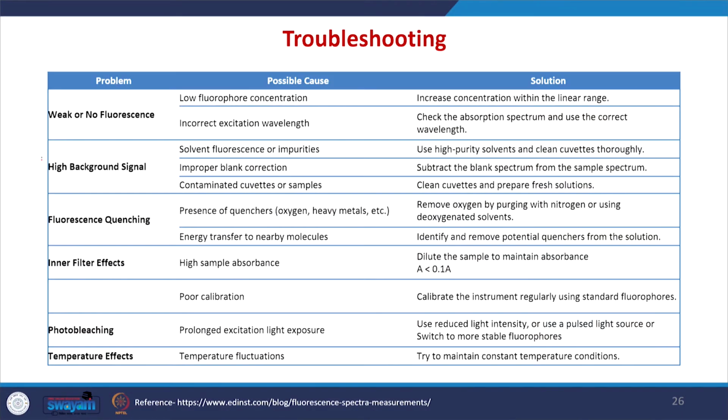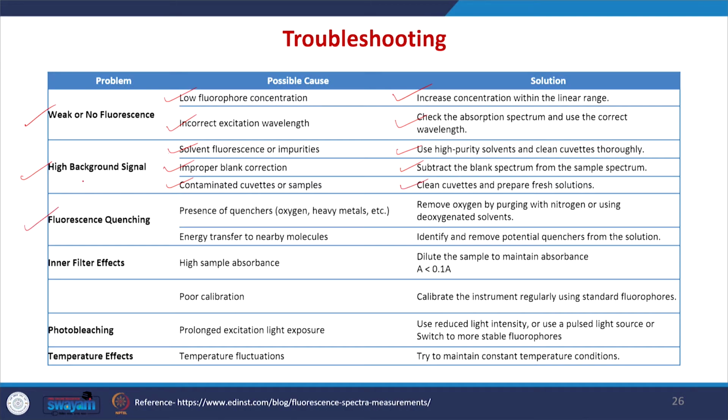Let us see some of the common issues which we face when we use the fluorescence spectrophotometer and how to overcome those challenges. The first problem is weak or no fluorescence. It may be due to the low fluorophore concentration or the incorrect excitation wavelength. So, we can overcome by increasing the concentration, or we can check the absorption spectrum and use the correct wavelength. And next one is high background signal. It may be due to the solvent fluorescence or impurities, or improper blank, or contaminated cuvettes. So, we can use high purity solvents, or subtract the blank spectrum from the sample spectrum, or use clean cuvettes.